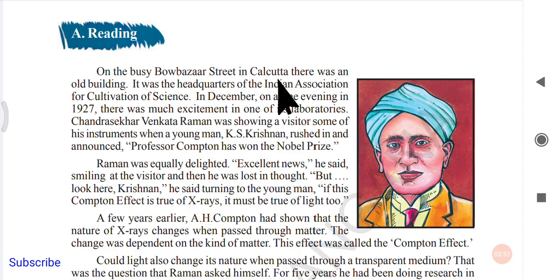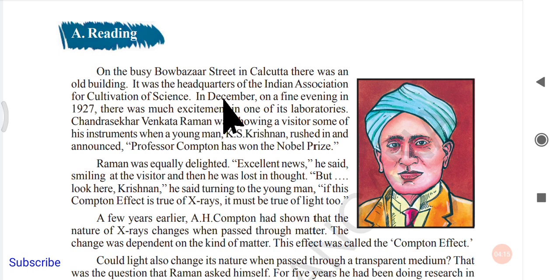So in Calcutta there is a headquarters, and the headquarters was the Indian Association for the Cultivation of Science. For this particular association, the headquarters is in Calcutta. This is a general knowledge question for the students, for the aspirants who are preparing for TET and DSC.